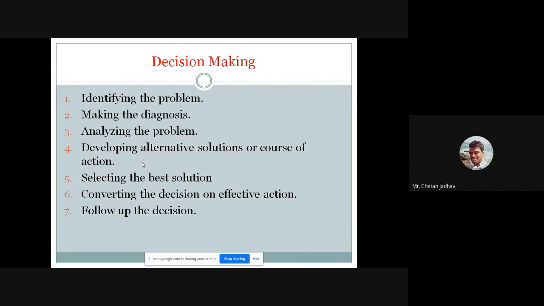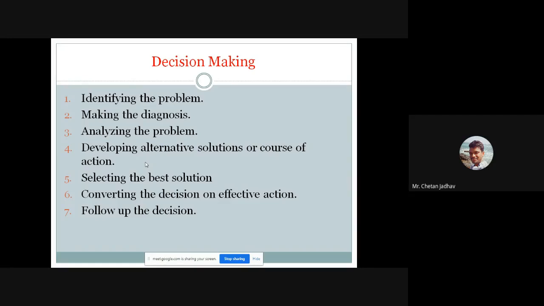The very first point in the decision making stage of planning is a very important stage. First of all, you have to identify, from your side or as an organization, the problem. First of all, you have to find out the problem. Once you get the actual problem, then you can go to the diagnosis. First we will discuss only the first point, that is identifying the problem.